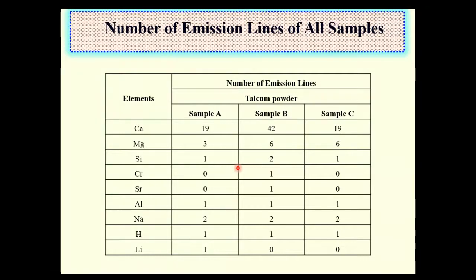Number of emission lines of all samples. Basically, we have observed these emission lines or these elements in a sample A. We have observed 19 calcium lines, while in a sample B, we have observed 42 calcium lines. In a figure C, we have observed 19 calcium lines and minor lines of magnesium, silicon, chromium, strontium, aluminium, sodium, hydrogen, and lithium.